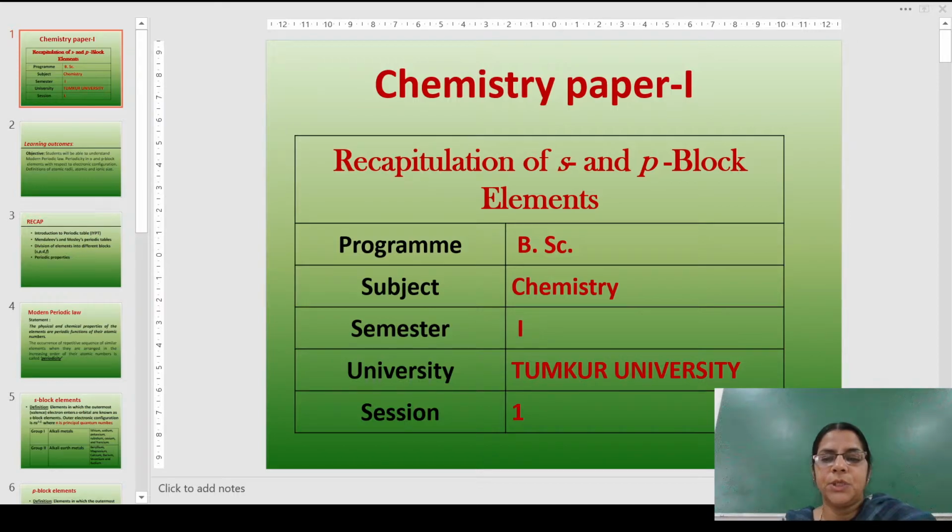Now I'm going to change over to the PowerPoint mode. You can have a look at the PowerPoint. 3 sessions have been allotted to this chapter, out of which this is the first session. This comes under Tumkur University jurisdiction. This is for the first year BSc students.